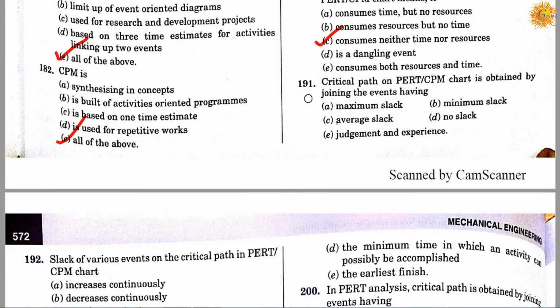Question number 191. Critical path on PERT CPM chart is obtained by joining the events having option A, maximum slack, option B, minimum slack, option C, average slack, option D, no slack, option E, judgment and experience. Correct answer is B. Critical path on PERT CPM chart is obtained by joining the events having the minimum slack.